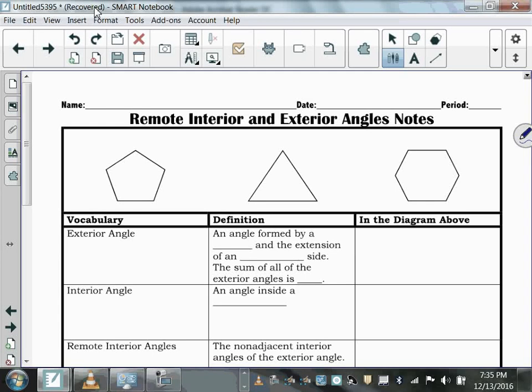Alright guys, so today we're going to be going over remote interior and exterior angles. Now we already covered remote interior and interior angles, but we're going to do a little bit of a review.